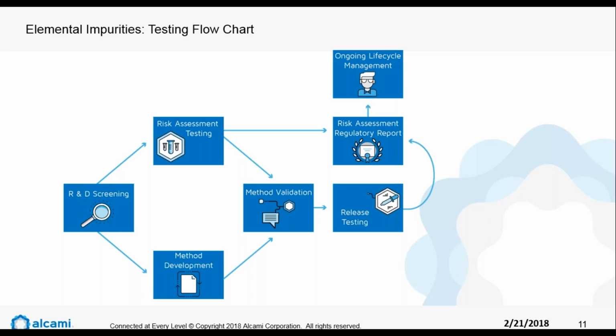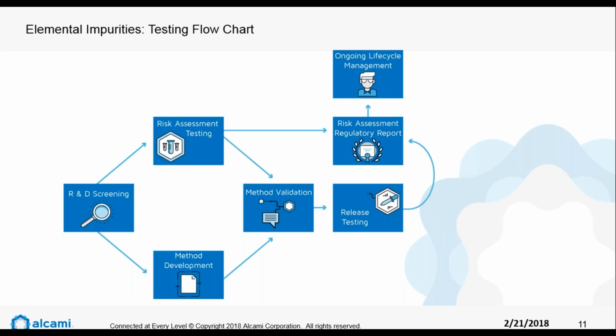So you can do R&D screening, where you just do a quick and dirty screening of the elemental impurities to see if maybe there's something that you should be considering that you're not, or that you just don't know if it should be considered. You could do a screening on it.